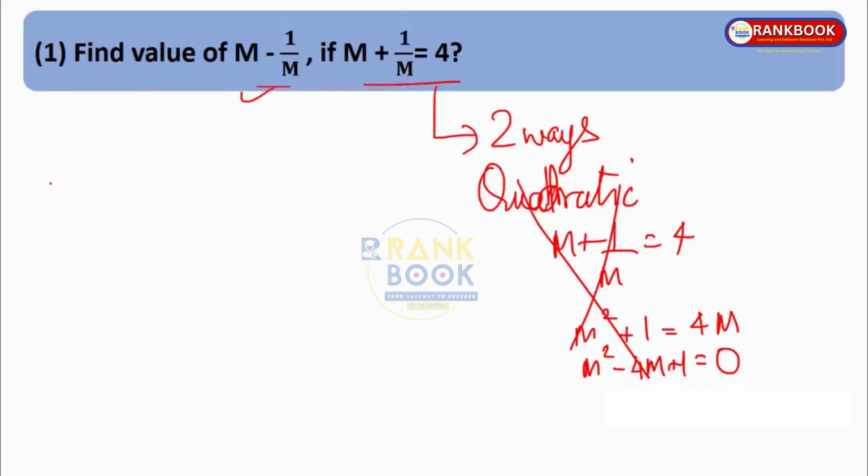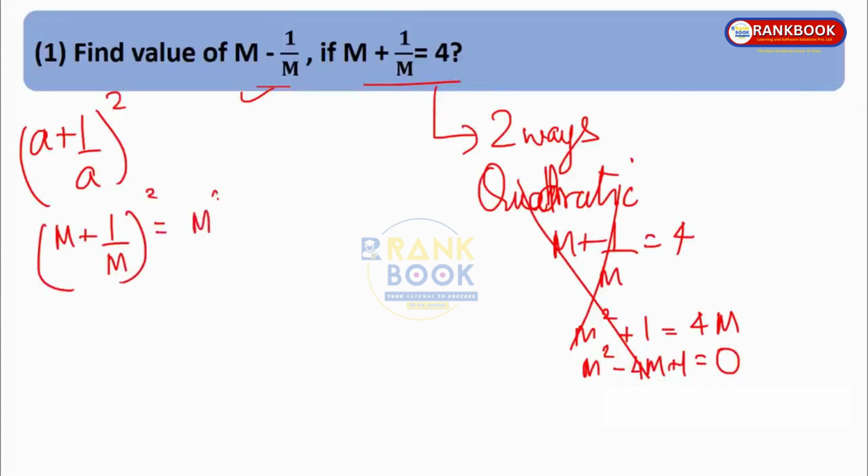Now this looks similar to the formula which we have seen, 1 upon a, right? And we squared it. Same way, take m plus 1 upon m and square it. What you'll get? You'll get m square plus 1 by m square, a square plus b square, right? A plus b the whole square, a square plus b square, plus 2ab, 2 into m into what is b?